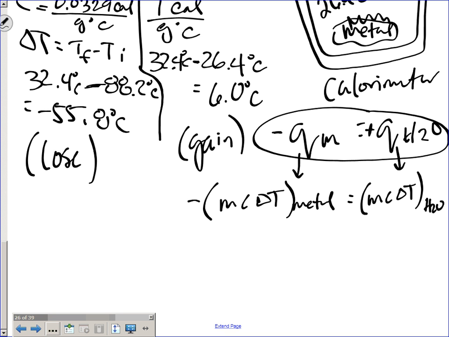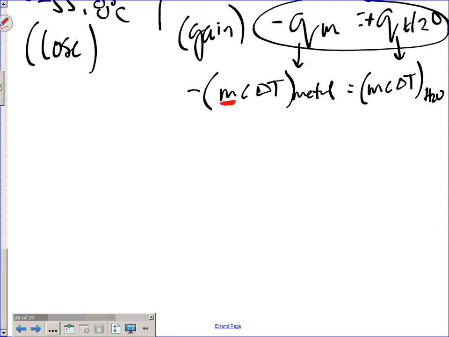Okay, so what variable am I solving for here? What's my one thing I don't have? Mass of what? Metal. Mass of the metal, right. Okay, so I'm solving for this guy right here. I need to get the M by itself. So what am I going to do mathematically now? Divide by? Heat and the change in temperature. And the negative, right? And heat.